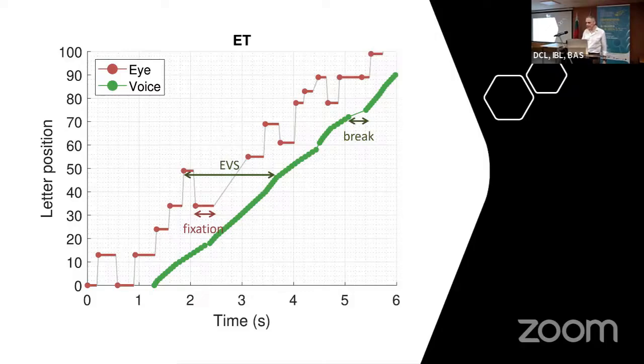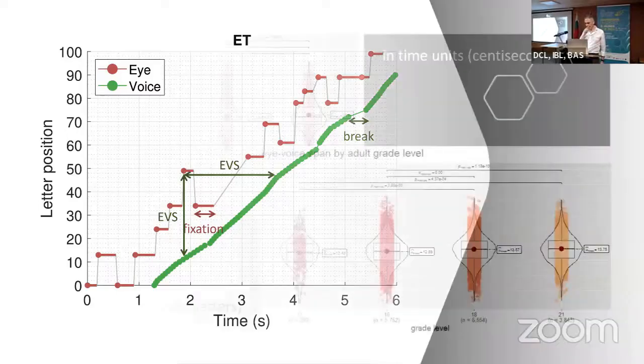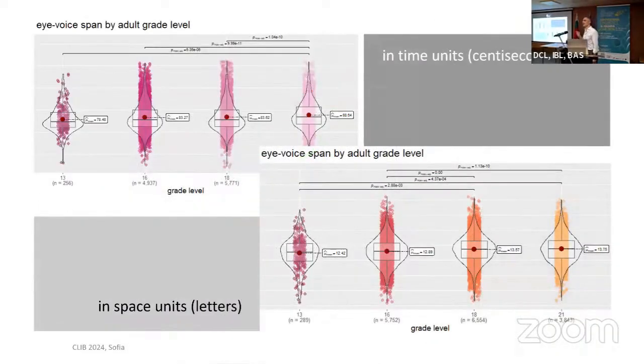It can be measured in terms of time, centiseconds or milliseconds, but it can also be measured in terms of space. Here we are measuring the distance between the eye and the voice along the horizontal dimension, meaning along the dimension defined by the letters printed on the page, okay? And these are two complementary dimensions. So what we see here is that the eye-voice span is a prominent effect in the way we read a text as adults, okay?